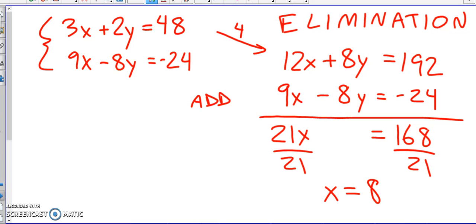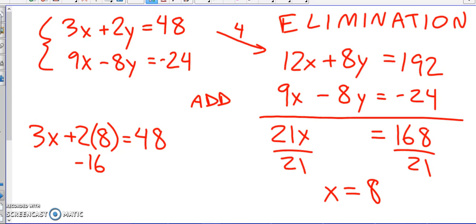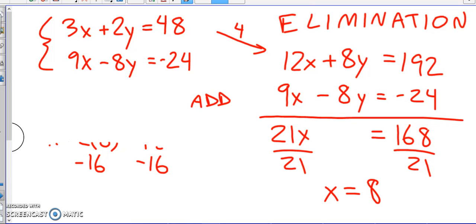Yeah, you got to plug it back in, and it really doesn't matter where you plug it back in. You can take your pick. I think the top one has smaller numbers, with the exception of the 48. So that's where I'm going to plug it in. 3x plus 2 times 8 equals 48. If I subtract 16, oh, I was like, why doesn't this work?